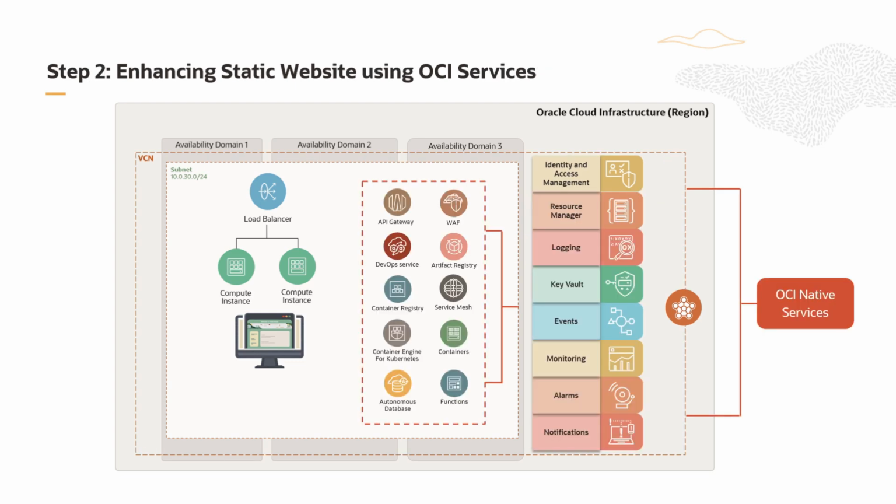Now, once the static website is deployed on the Oracle Cloud Infrastructure platform, we can focus on implementing a microservices architecture to introduce new functionalities to the Vision Stays website. This approach involves breaking down the monolithic architecture into smaller, independent services known as microservices to enhance scalability, agility, and maintainability. To achieve this, we'll employ various OCI services to facilitate different aspects of the microservices architecture.